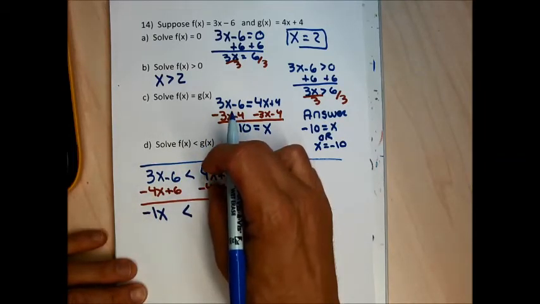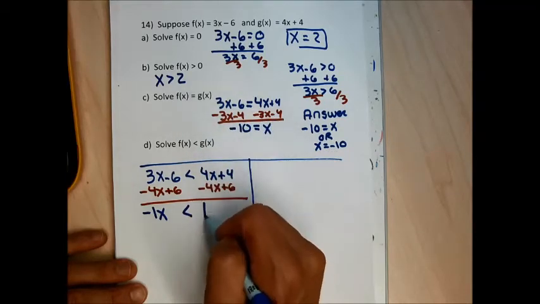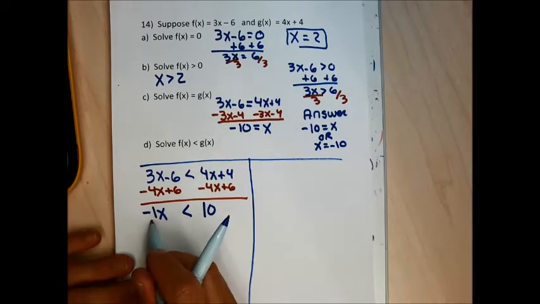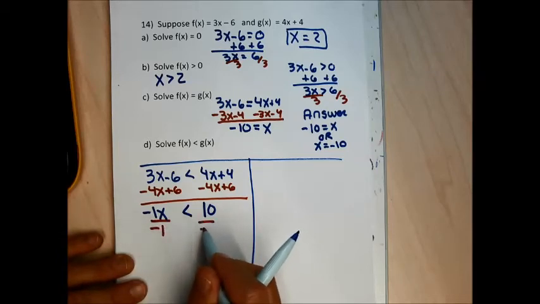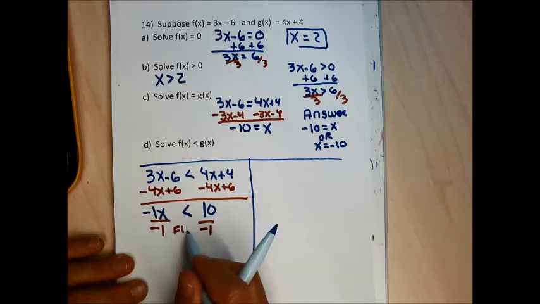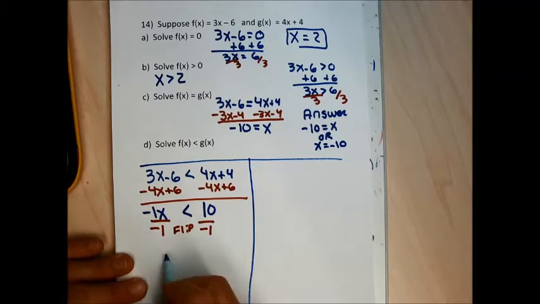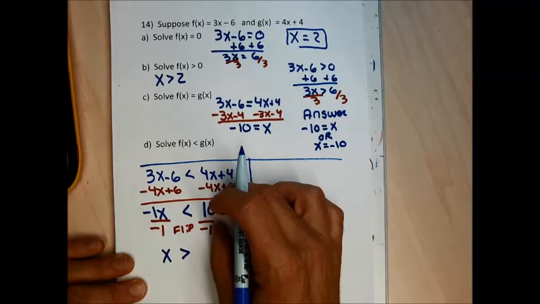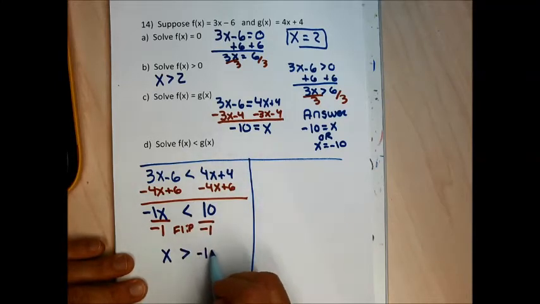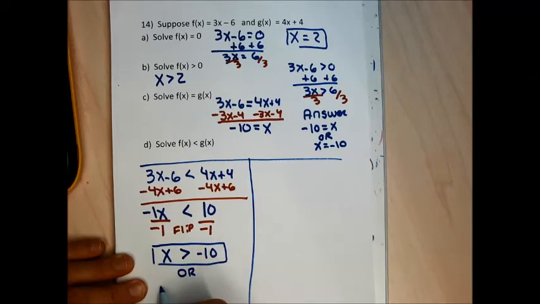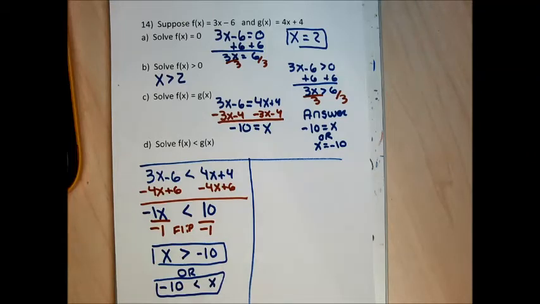On the right-hand side, the 4x's cancel. 4 plus 6 is 10. Now I'm going to divide both sides by negative 1. When you divide by a negative, you have to flip the inequality. So this is going to give me x on the left-hand side. Flip the less than to a greater than. On the right-hand side, 10 divided by negative 1 is negative 10. This is a correct answer. Or you could write the negative 10 on the left side, the x on the right side. The open end of the inequality needs to stay pointing towards the x. Those are both correct answers.